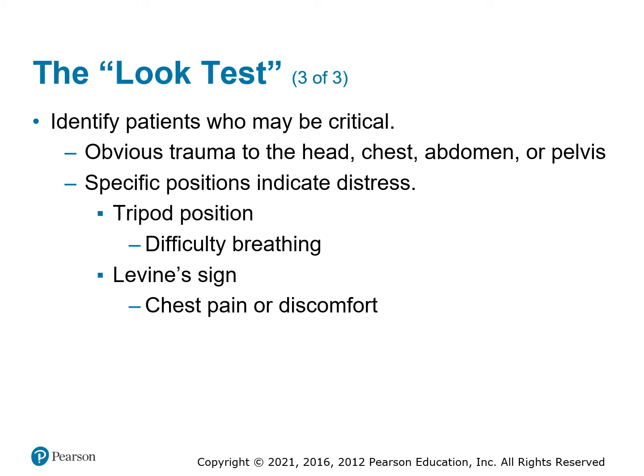The tripod position is very common in somebody that is truly having difficulty breathing. So they're going to be in a seated position, usually with their elbows down on their knees or thereabouts, leaning forward, gasping for air because they can't get enough air into their lungs. It's a very obvious sign when you see it that they're in true respiratory distress. But that's what that looks like.